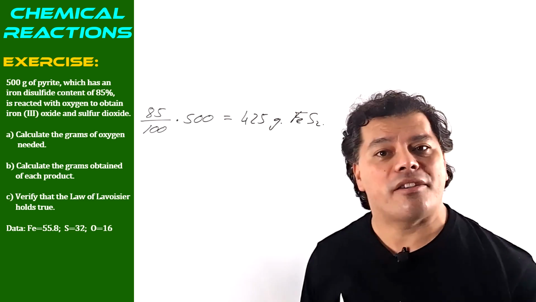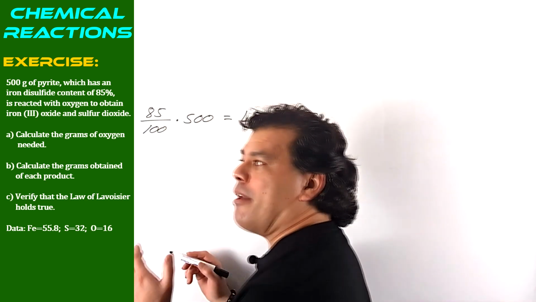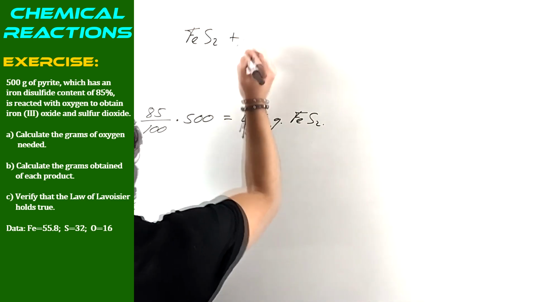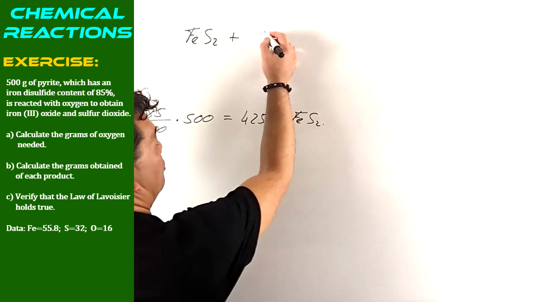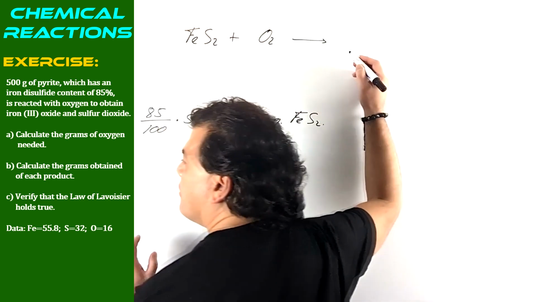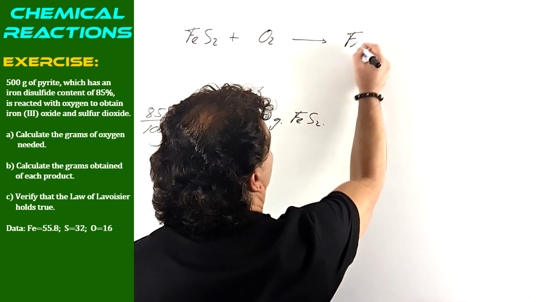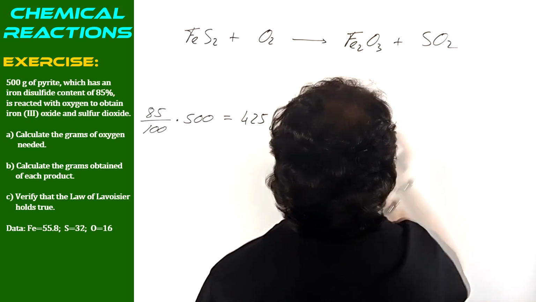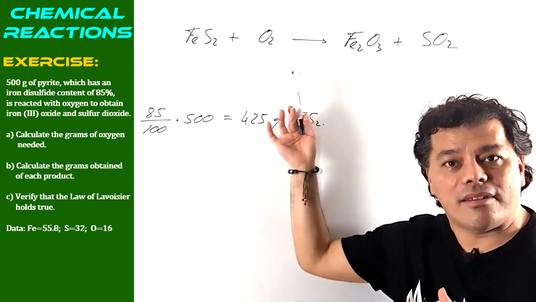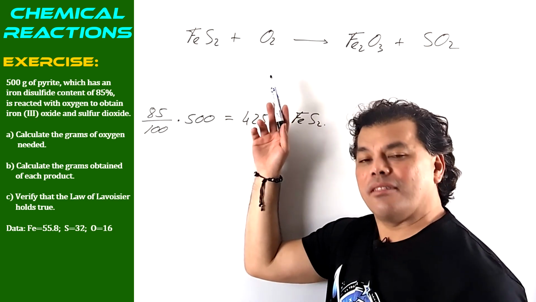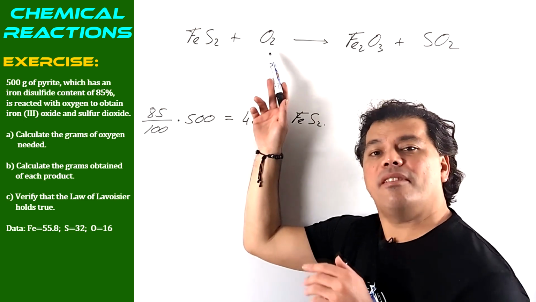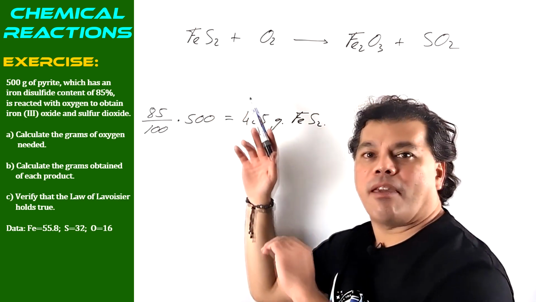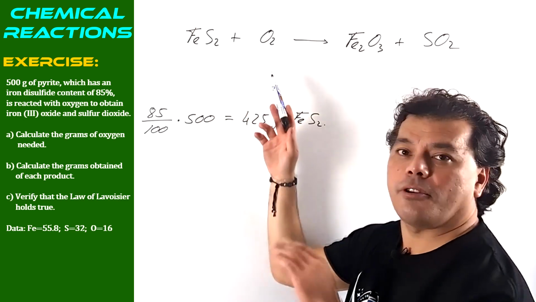And now it's time to write the equation. It says that 500 grams of pyrite, which has an iron disulfide content, iron disulfide, is reacted with oxygen gas, of course, so it's diatomic, in order to obtain iron 3 oxide and sulfur dioxide. And now it's time to balance the equation. As I recommended when balancing equations, if you find a single substance, please leave it for last, in order to avoid that horrible situation that when balancing an atom, another atom gets imbalanced. So let's leave oxygens for last.